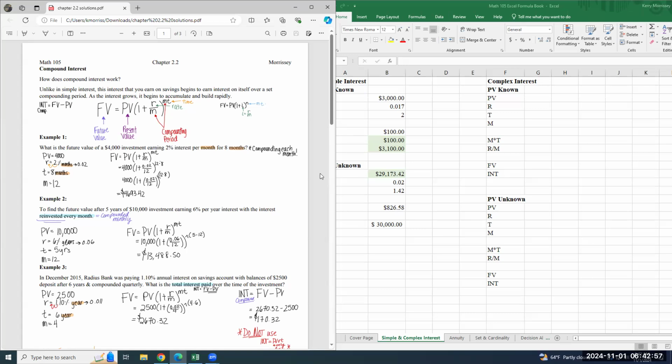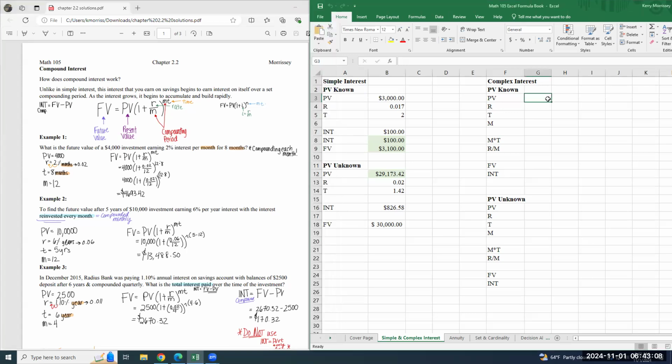So let's take a look at example one. It says, what is the future value of a $4,000 investment earning 2% interest per month for 8 months? So we are compounding each month. It does not say that here. So this was a mistake on this particular example. It should say compounding each month or per month. Actually, it does say that right here. Interest per month. Okay, anyways.